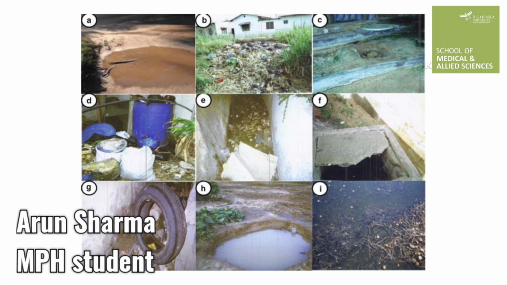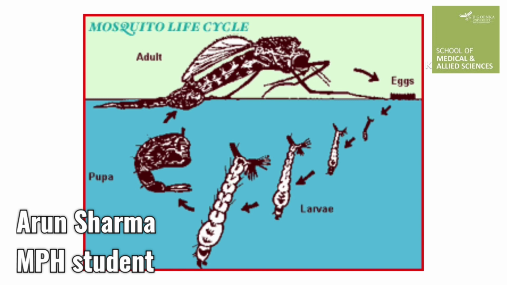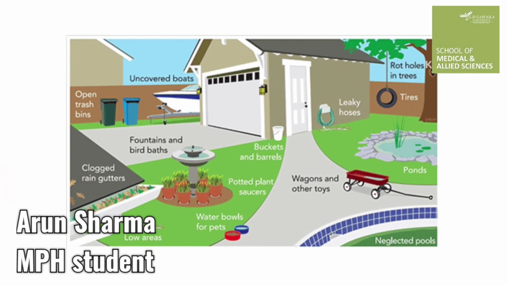First, stagnant water is a prime breeding ground for mosquitoes. Aedes mosquitoes lay their eggs in stagnant water, and within a week, those eggs can develop into biting adults. And by eliminating stagnant water, we can disrupt the breeding cycle.